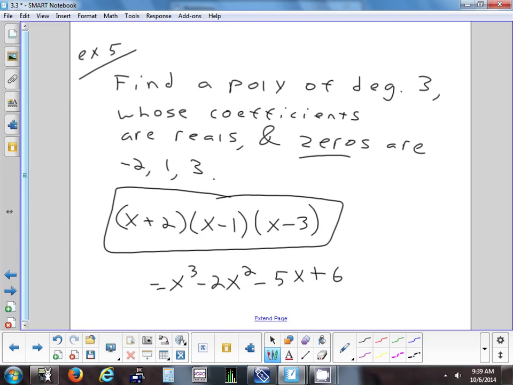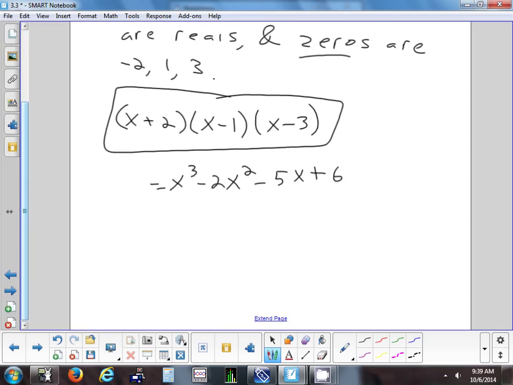Okay, now what if I did this? Let's say we had x plus 2, x minus 1, x minus 3, and x minus 3. I added in one more factor. What are the roots of this equation? Negative 2, 1, and what's the last one? 3. Okay.